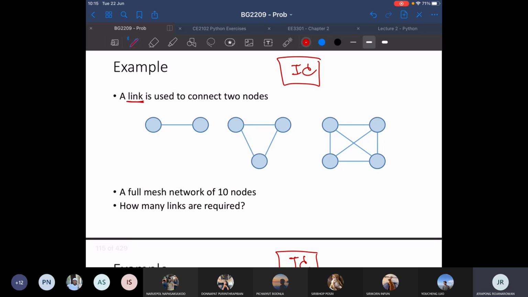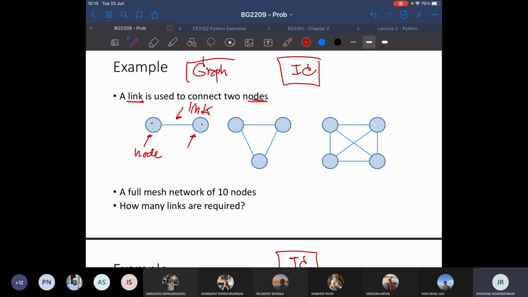Oh, a link. What is a link? A link is this one. And the nodes, what is a node? This one is a node, right? This is going to be the node. This one is going to be the link. In order to connect them, you need the nodes and the links. Okay, this one is called the graph.